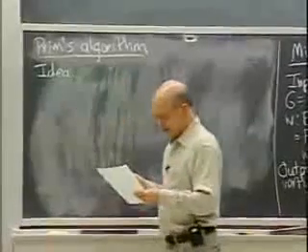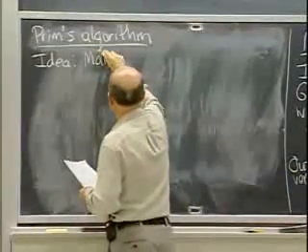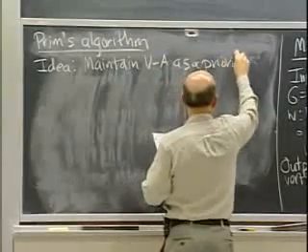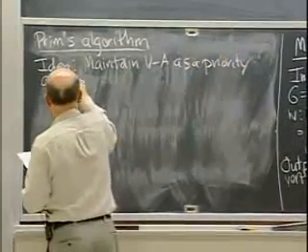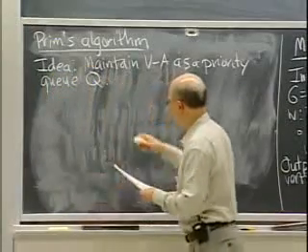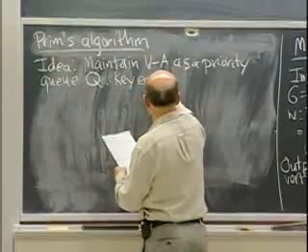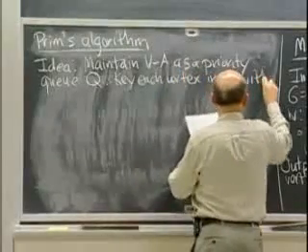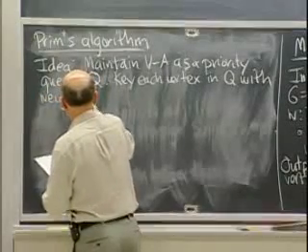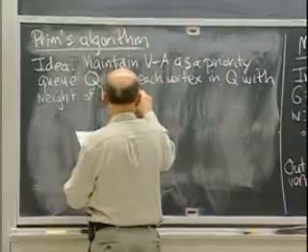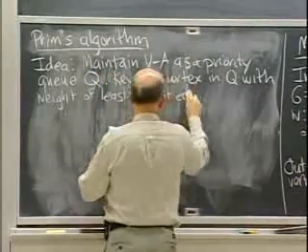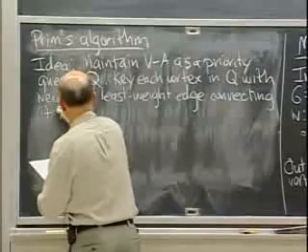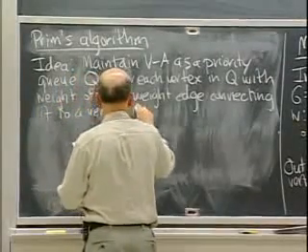So here's the idea. What we're going to do is maintain V minus A as a priority queue, we'll call it Q. And each vertex, we're going to key each vertex in Q with the weight of the least weight edge connecting it to a vertex in A.